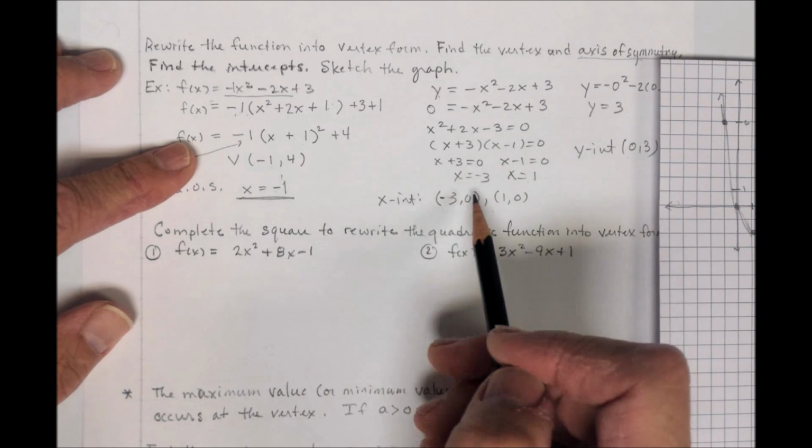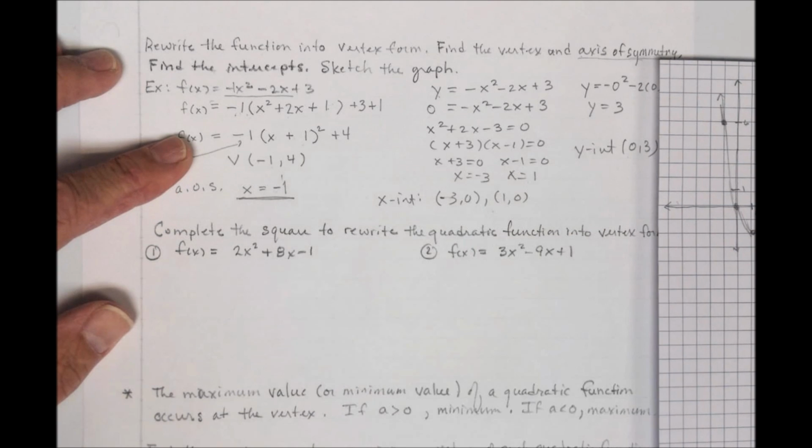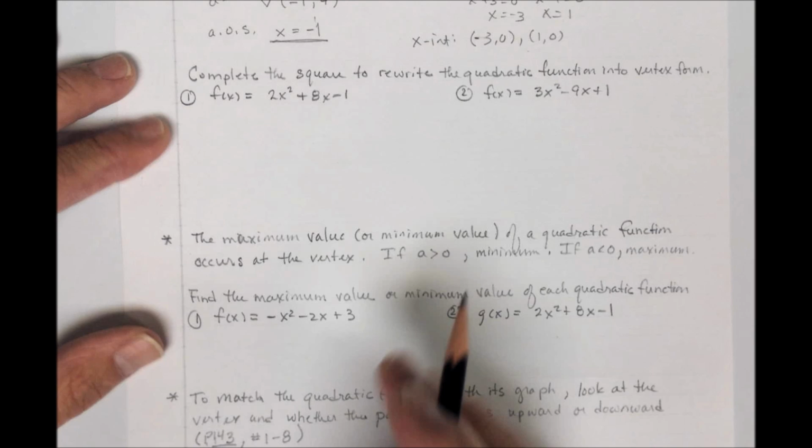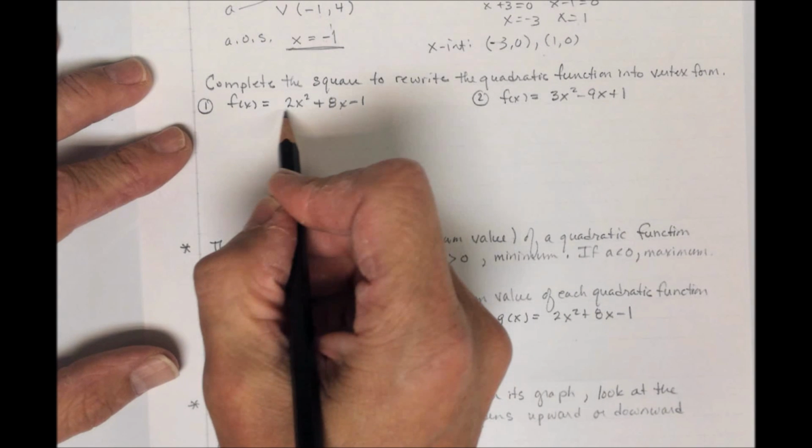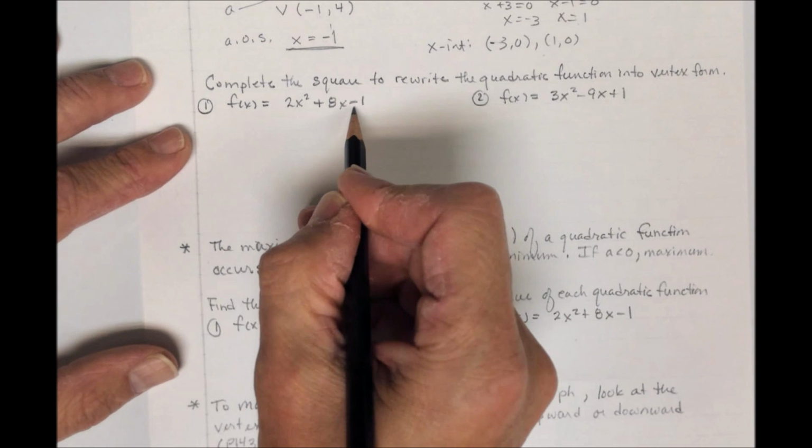We just write zeros as numbers. We don't write them as ordered pairs. All right, now, let's try a couple to complete the square here. This one, f of x equals 2x squared plus 8x minus 1.